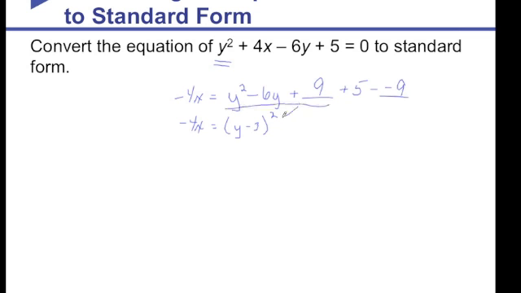Now this much became my squared term, and 5 minus 9 will be minus 4. Now I want this to be 1x equals, so what I'm going to have to do is divide by negative 4, and I'm going to divide each term by negative 4. So x will equal negative 1/4, that's my a, times y minus 3, the quantity squared, plus 1. And this would get it in standard form.